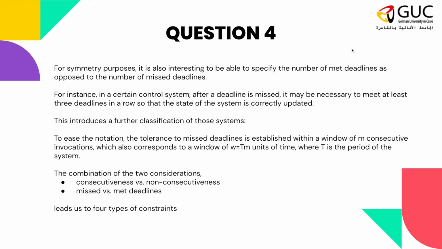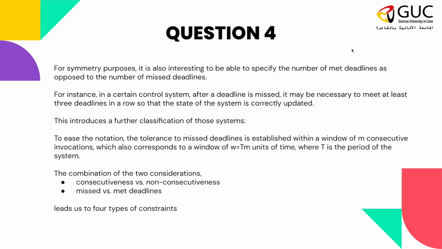If I have a system, and if I miss one deadline, in order for the system to work properly and correctly again, it needs to meet 3 deadlines in a row, which means 3 consecutive deadlines. So if I miss one deadline, I need to meet 3 consecutive deadlines in order for the system to be functioning properly again. And that may be a constraint in a control system, as stated by the question. This introduces a further classification of those systems.